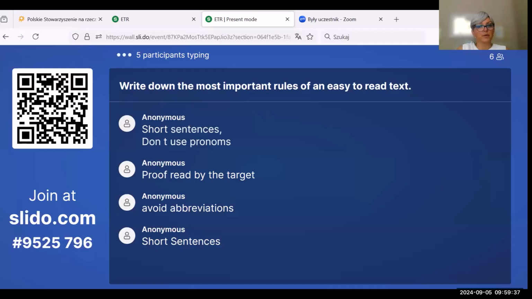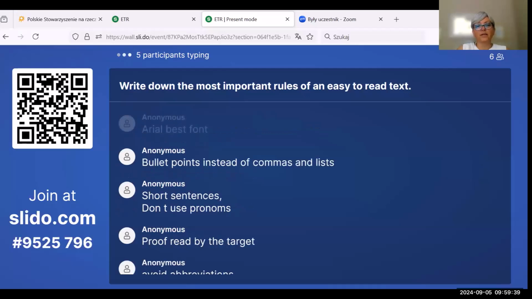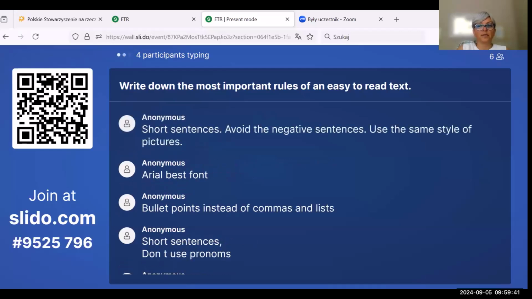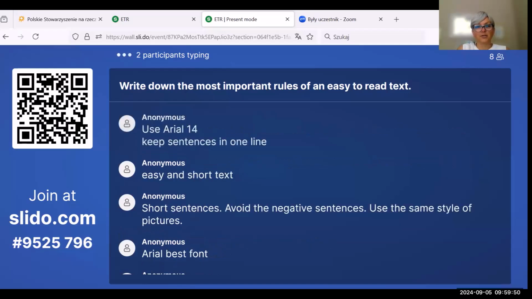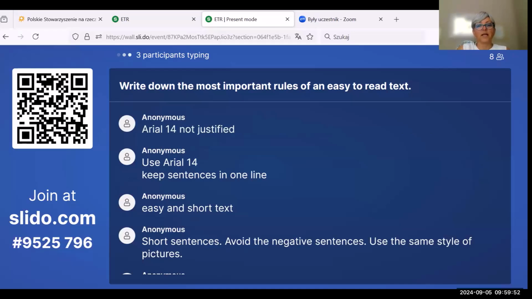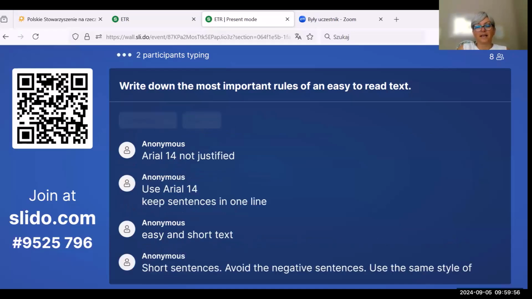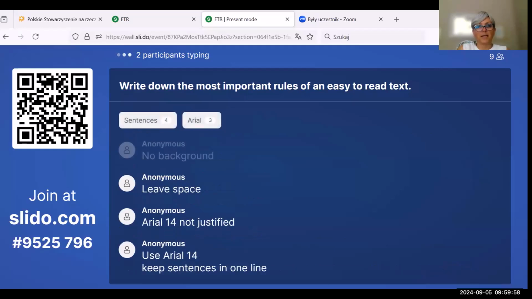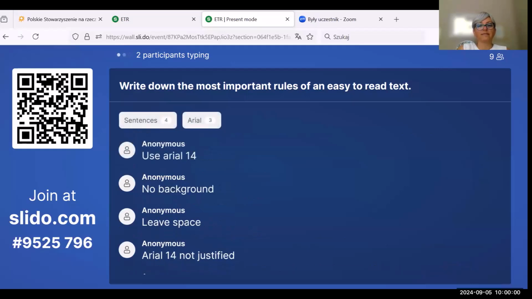Avoid abbreviation. Good. Proofread by the target group. Yes. Don't use pronouns, bullet points instead of commas. Avoid negative sentences. Use the same style of pictures. Yes. Easy and short text. Arial 14. Sentences in one line. Not justified text. Yes, exactly. Leave space. No background. No acronyms. Exactly, yes.